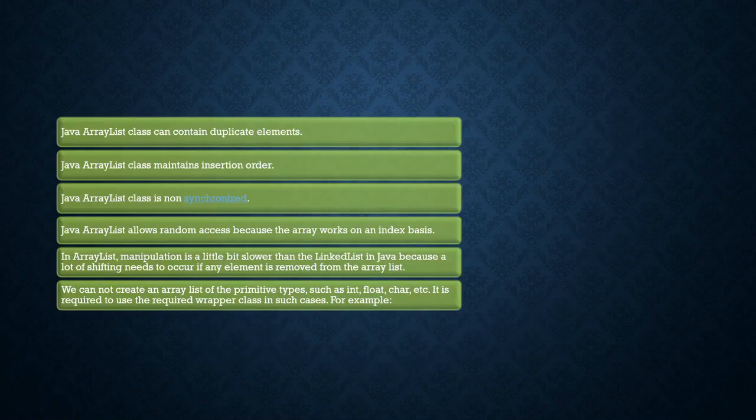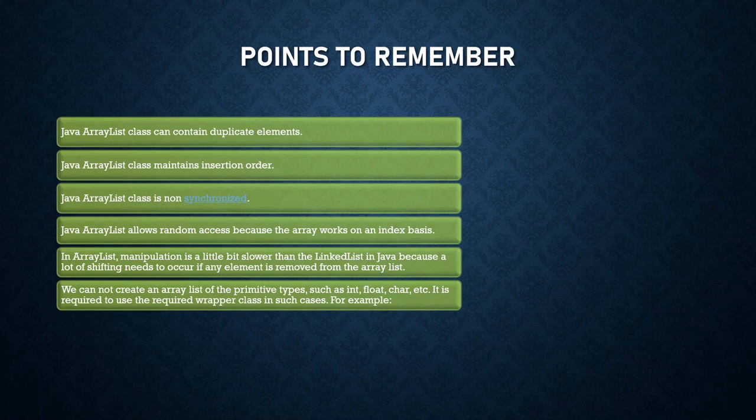And the next, the points to remember. The Java ArrayList can contain duplicate elements. Already we know that in the list we can store duplicate elements. And the Java ArrayList class maintains the insertion order. This is the second point. And the Java ArrayList class is non-synchronized. It's not thread safe.